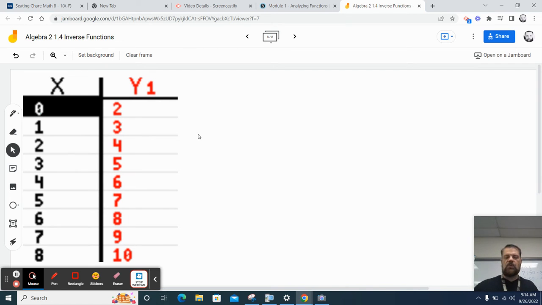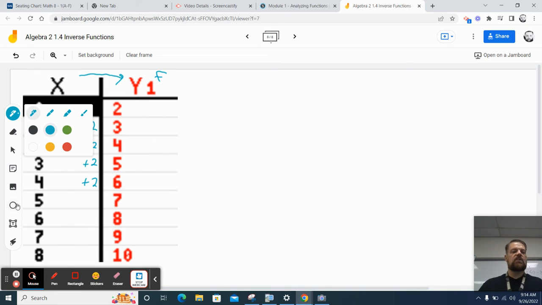So in other words, when I plug in 0, 0 plus 2 is 2. 1, and you could even think like this: 1 plus 2 equals 3. 2 plus 2 equals 4. 3 plus 2 equals 5. 4 plus 2 equals 6. This is my input value being mapped to F. Okay, that's my input value being mapped to F.